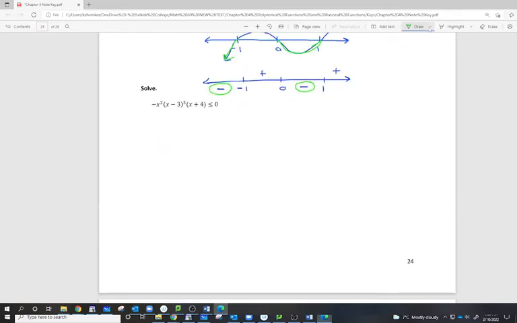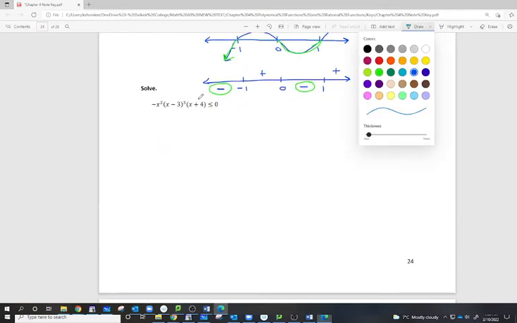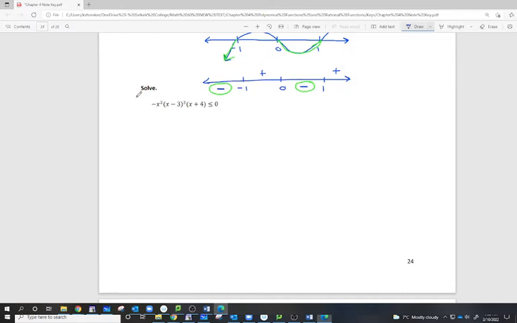Now, usually your questions will be more phrased like this. Instead of having a function and then having to solve it for greater than or less than and all these things, this is simpler actually. So instead of having to do 2 different scenarios, this is your function. This is f of x. f of x equal to negative x squared times x minus 3 cubed times x plus 4. And it's saying, where is your function less than or equal to 0?